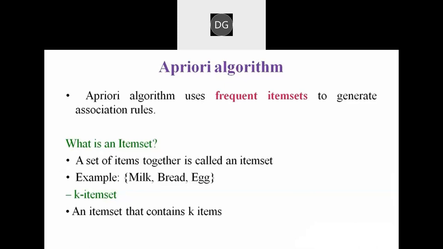So in the mind map, you have seen first we have taken only two item sets, then we have taken three item sets. If possible, we go for 4, 5, like that. How many item sets we are able to go, the highest, that much we will try to go. Okay.